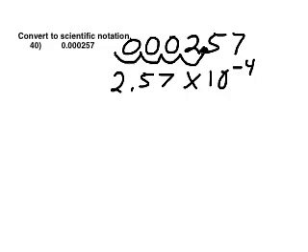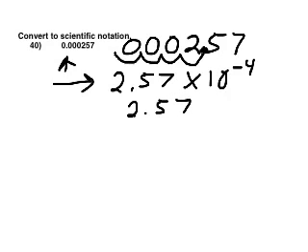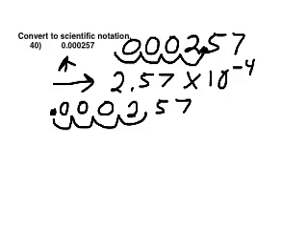Okay, so let's say we were going to change this back into that. How do we do it? It's 2.57 times 10 to the negative 4 power. Let's take those zeros back. We'll go 1, 2, 3, 4. The decimal point goes here, then 0, 0, 0. And you notice we're back to exactly the same number we started with.